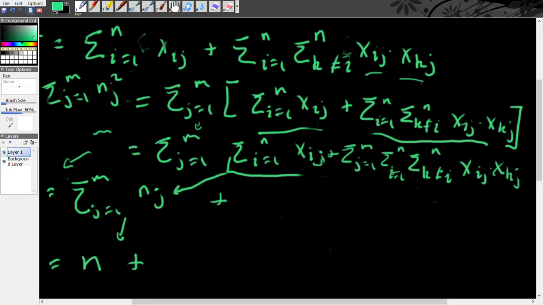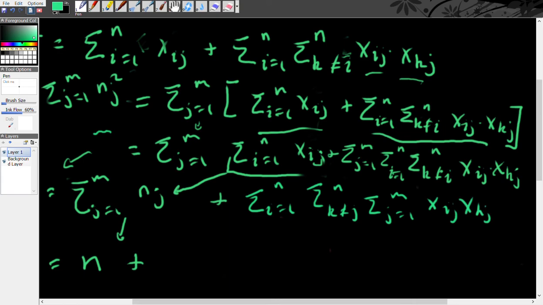Again, the same idea: if I'm summing one way, I can just change the direction in which I'm summing it. Trust me on this, I can shift this inside. So this is the same as the sum over i equals 1, and inside it k not equal to i, and j from 1 to m of x_ij x_kj. Now this actually falls under our definition.